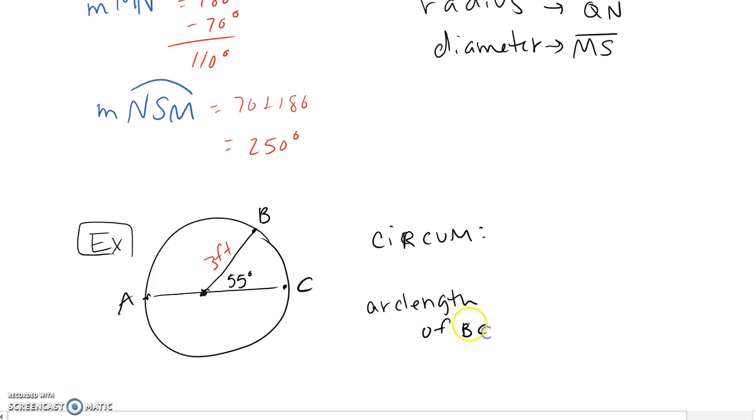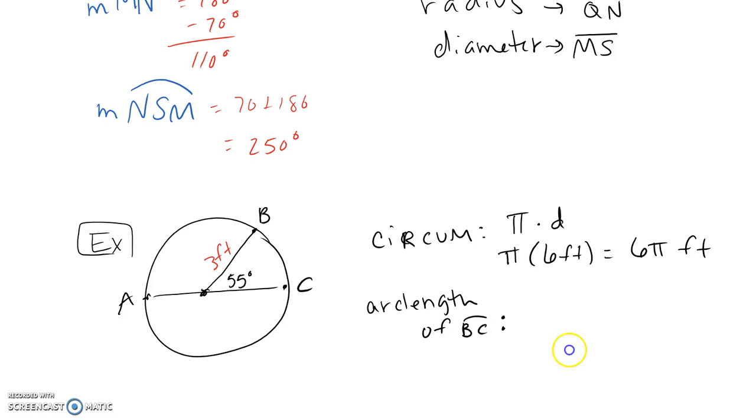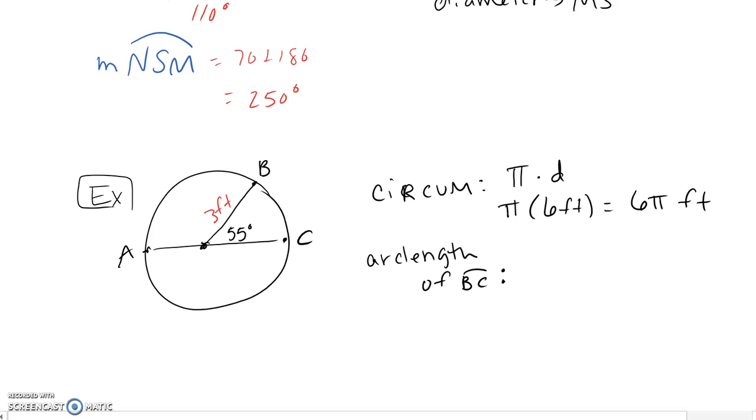of BC. To find the circumference of the circle, remember it's pi times the diameter. And so in this case, it's pi times 6 feet, which is 6 pi feet. Sometimes they'll ask you just to leave it with the pi. Sometimes you'll throw it in your calculator and get an actual decimal. So the arc length of BC. When they're asking you for that, they're asking you how far is it just from here to here? Well, you need to know the measurement in degrees in order to do it. Once you have that, it's fairly easy.